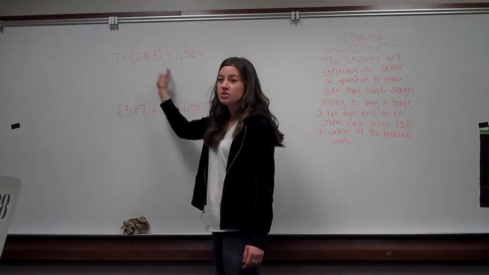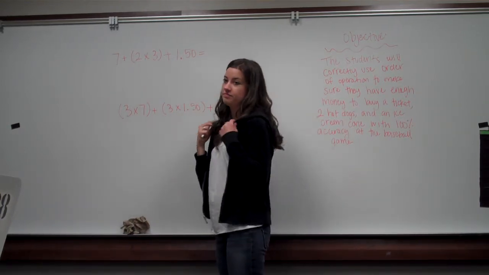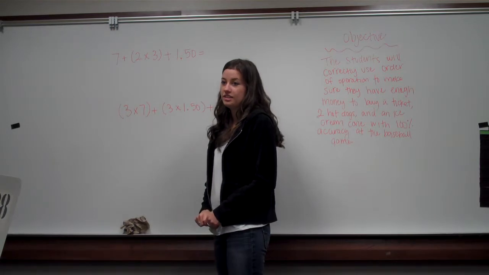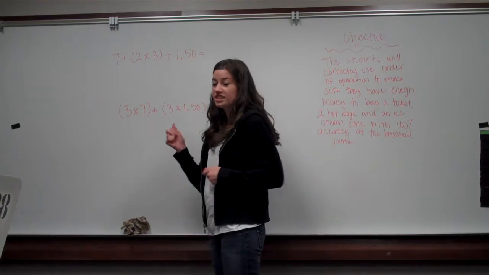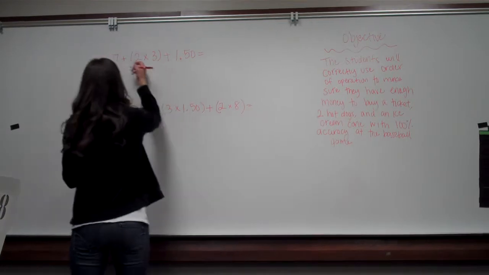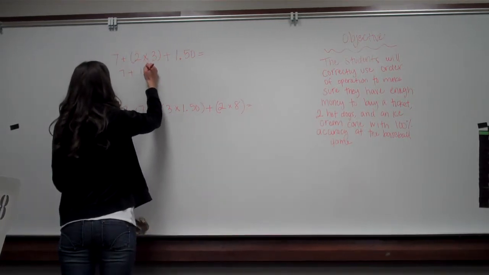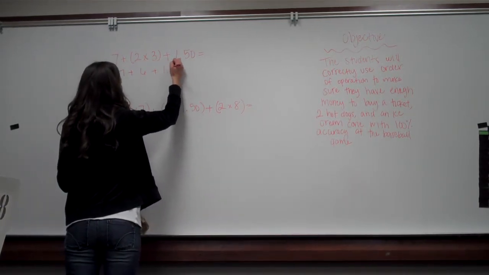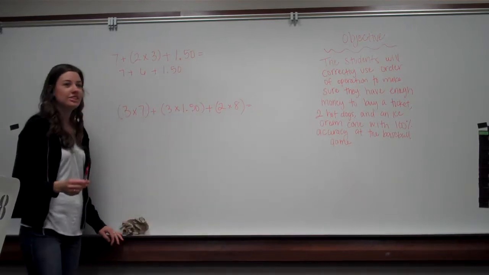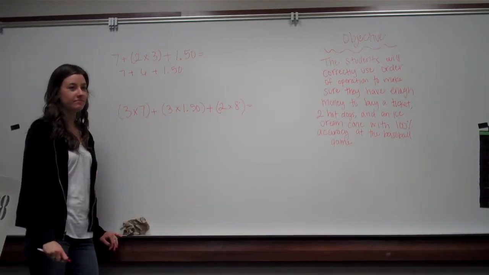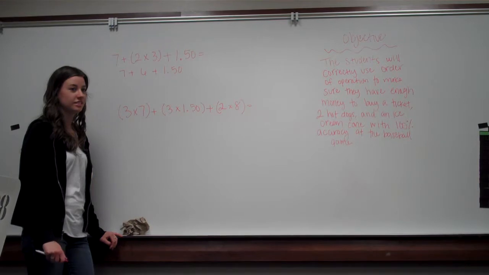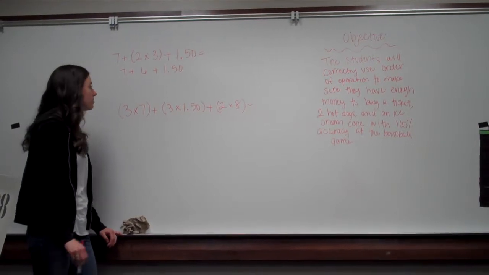So, Ginger, what would you do first? Let's see. So I would multiply 2 times 3. Which is? 6. Good job, Ginger. Thanks. Okay. Ethan, what would you do next? I would add 7 plus 6. Which is? 13.